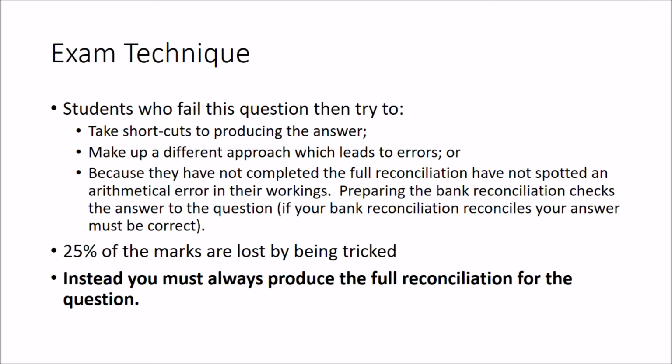But students don't tend to do that a lot of times, and as a consequence miss out and lose marks because they just made a silly mistake, really. So 25% of the marks can be lost by students by just being tricked and taking shortcuts. It doesn't actually affect time, as you will be given a lot of time. So instead, what you're going to do is produce the full reconciliation first for the question. So you do a full reconciliation and then take the numbers out of that and drop them into the answer.